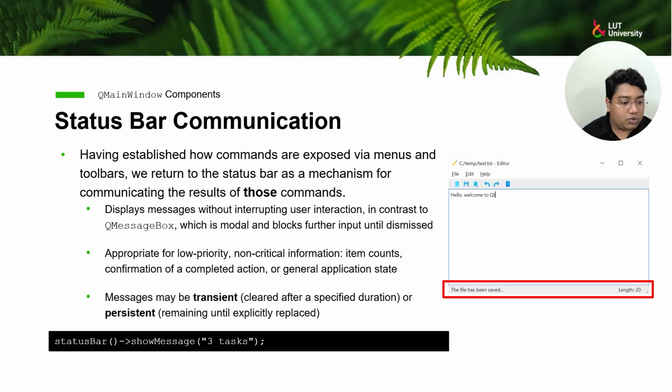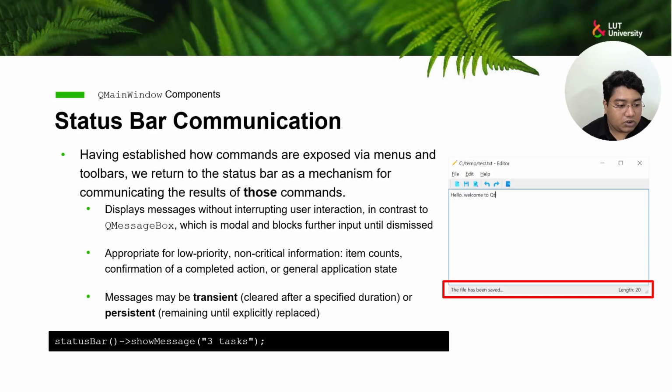Now let's move to the bottom of the window, which is the status bar. Here, as you can see, this one is our status bar. Unlike a message box, the status bar doesn't interrupt the user. It simply displays useful information while the user continues working. When you save a document, you might briefly see that the file has been saved. Qt makes this very easy.